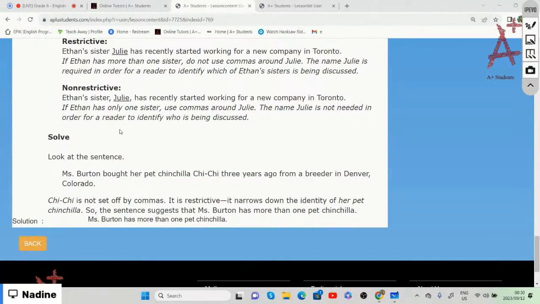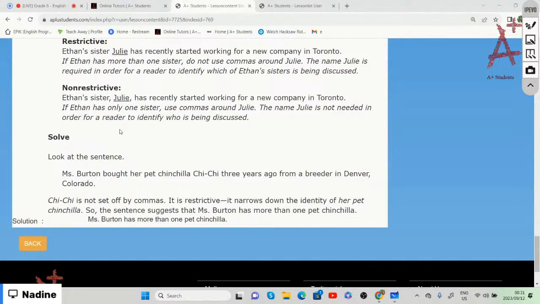And this is restrictive and it narrows down the identity of her pet. So instead of saying Mrs. Burton bought a pet, comma, chinchilla, they are just saying that she bought a pet chinchilla. So we already know what is being discussed, who the identity is, or what the identity is of, let's say, the pet. So Mrs. Burton bought her pet, and the name of the pet is Chinchilla Chichi.